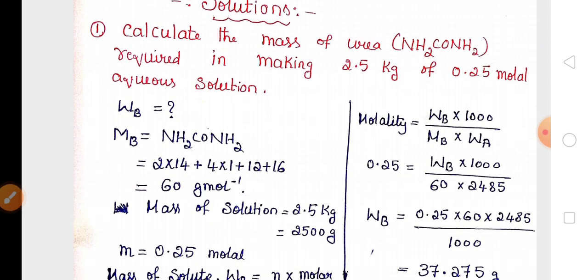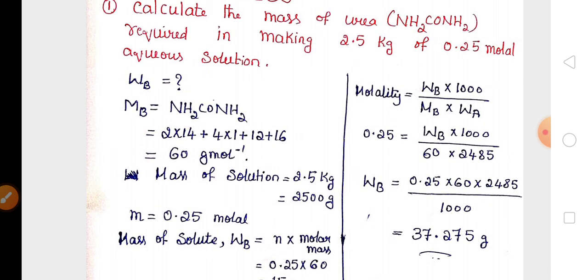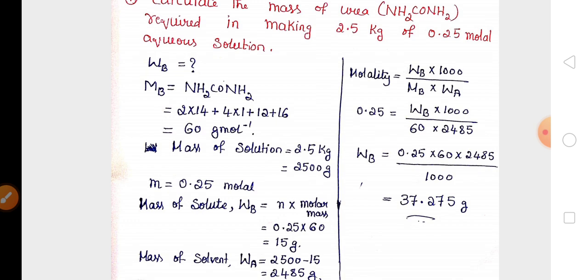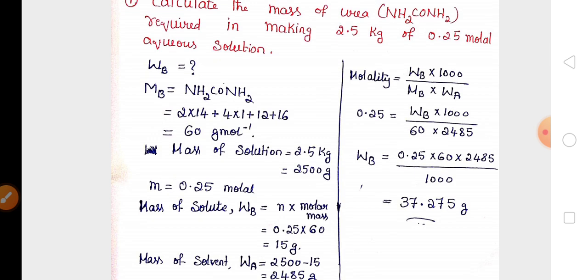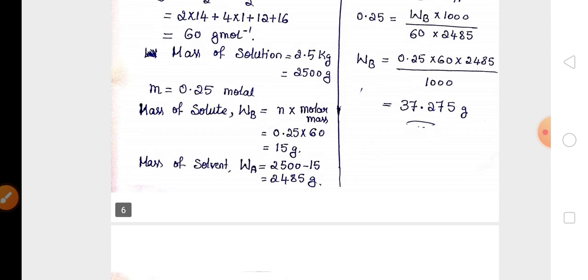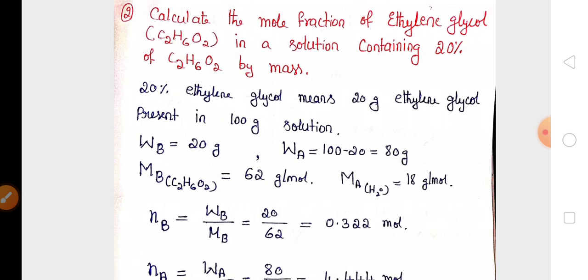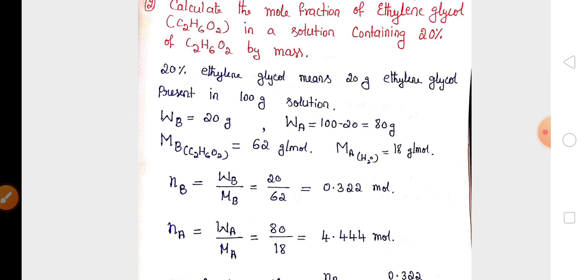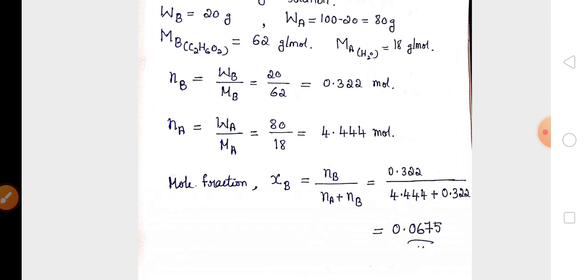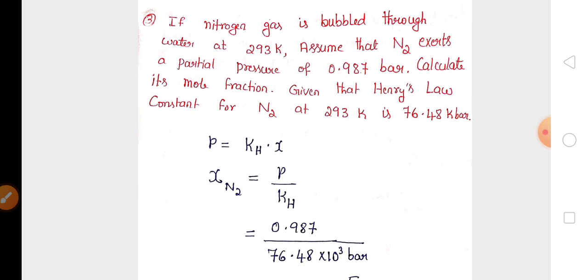Now we will see some of the important numericals related to all these three chapters. This is the numerical to find the molality of urea. Question and solutions I have given. Then another important one, they may ask you to calculate the mole fraction. This numerical is to calculate the mole fraction of ethylene glycol. Solutions have been mentioned. Then the problem related to Henry's law to find the mole fraction. This is also very important.